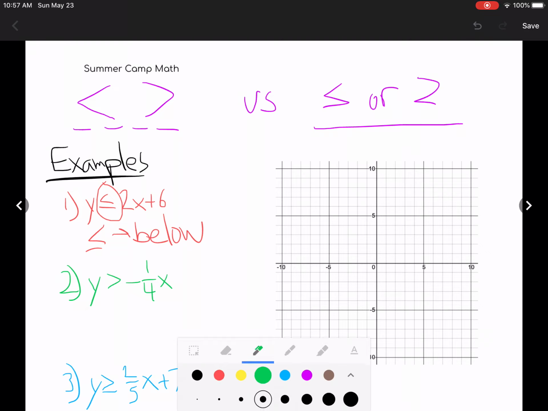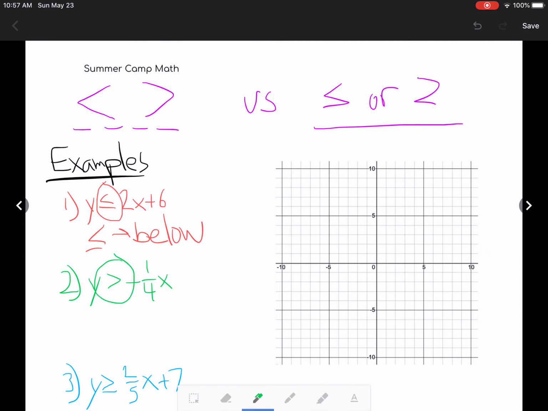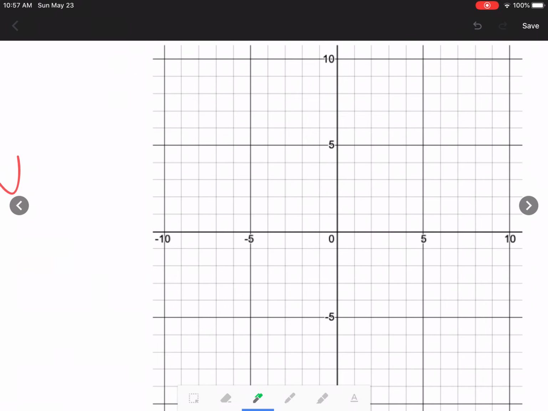So notice for green here that I have just greater than. Since it's just greater than, I'm going to have a dashed line when I go to graph it. So go about graphing it normally. The intercept is 0, and my slope is negative 1/4. So down 1 over 4, down 1 over 4, up 1 to the left 4, up 1 to the left 4, right there. Perfect.